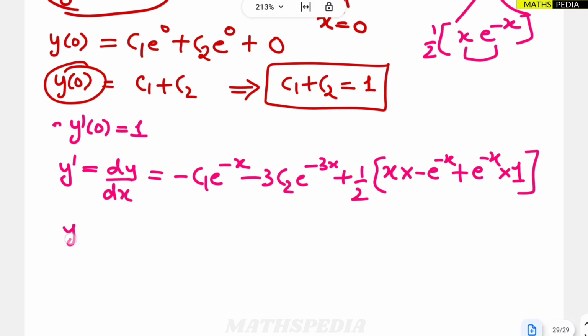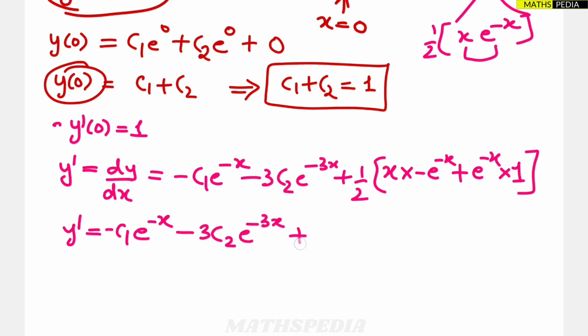Now this can be written as y dash is equal to minus c1 e power minus x minus 3 c2 e power minus 3x plus 1 by 2, and simplifying, it will be minus x e power minus x plus e power minus x. This is the answer we are getting for y dash. This is not the entire answer, right? Now what you have to do here?